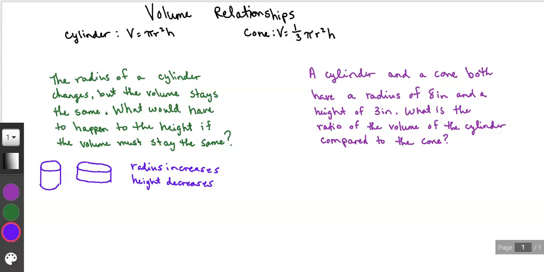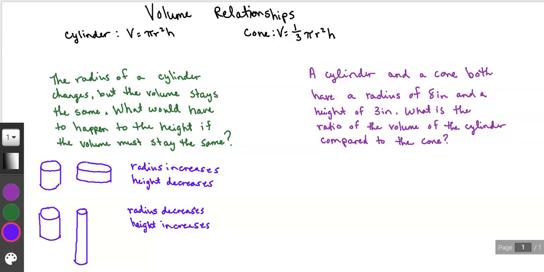Now, the opposite would also be true. If I had a glass and I make the radius smaller, so I'm making it thinner, that means for these to hold the same amount, this glass is going to have to be much taller. So if the radius were to decrease, to get smaller, in order for it to still hold the same amount, the height would have to do the opposite and increase. So again, whatever the radius is doing, the height would have to do the opposite in order for it to still hold the same amount.